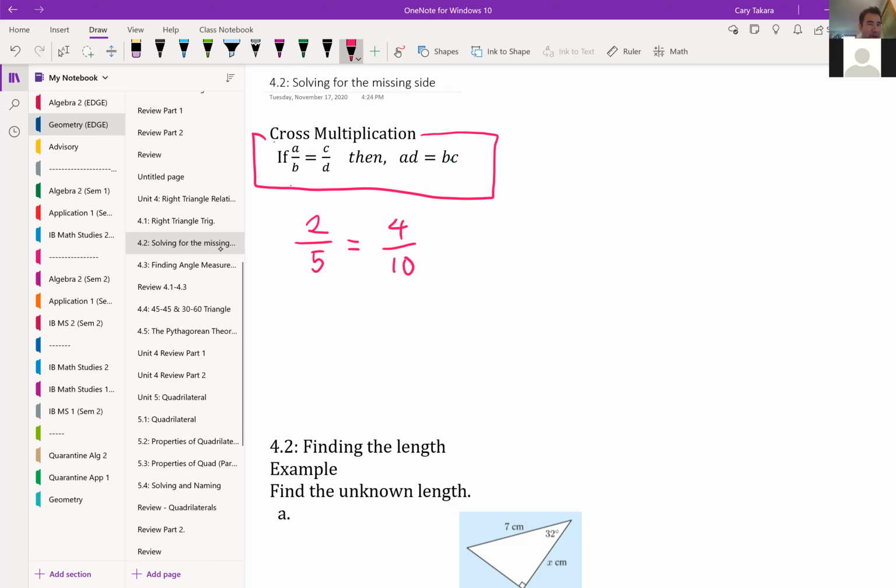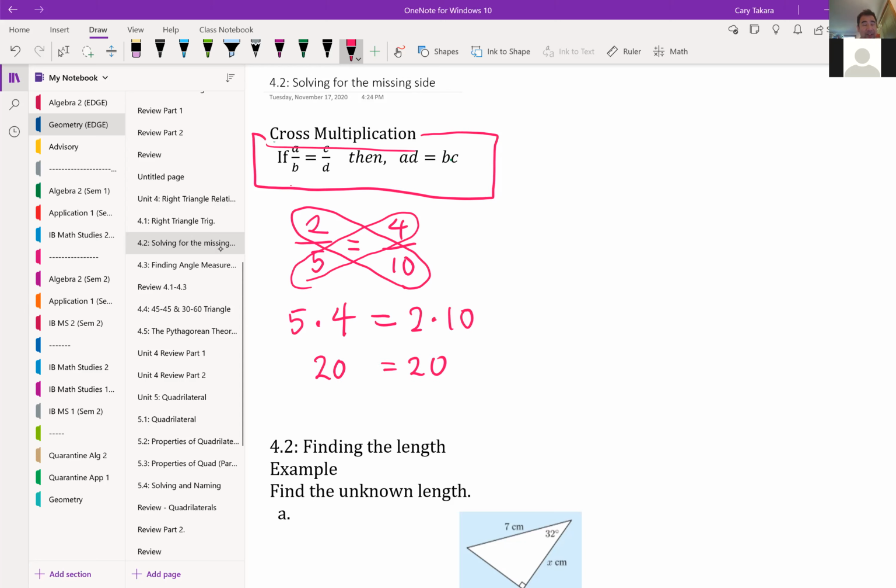Now, according to cross multiplication, if you multiply diagonally, so for example, 5 times 4 should be equal to 2 times 10. Are they equal to each other? They are both 20. It's 20 equals 20. It works, right?